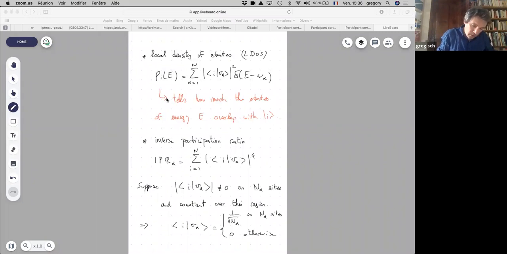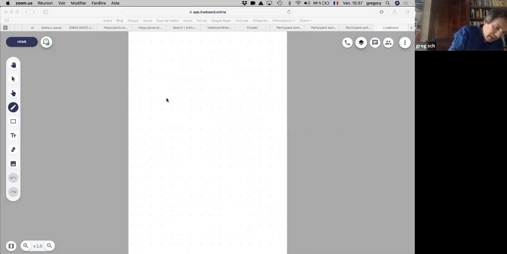So now, if I compute the inverse participation ratio for that state, you see, it's easy to compute. So just again to fix the ideas, if I compute the IPR_α in this case, it's the sum over i of the scalar product to the power 4. In this case it is just 1 over the square root of n^α to the power 4, so it's 1 over n^α squared. And how many sites do I have here? I have n^α sites. So this is just equal to 1 over n^α.